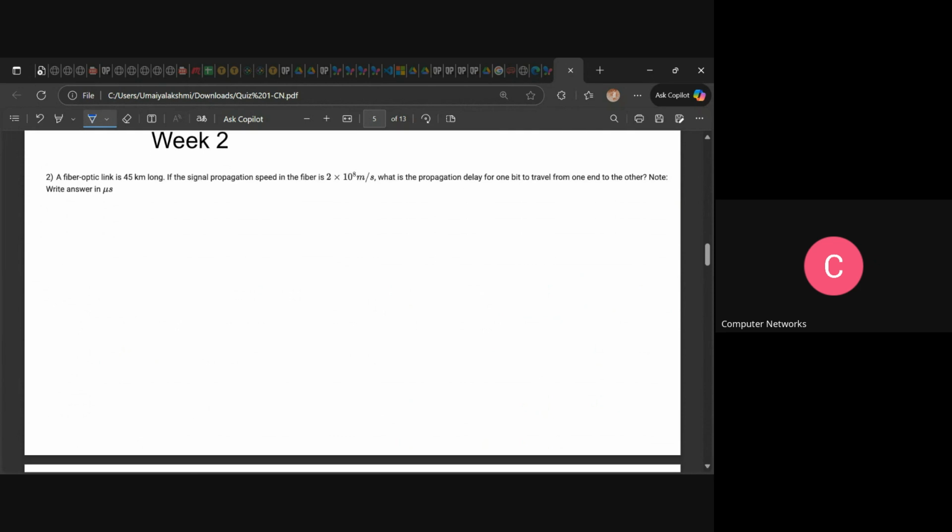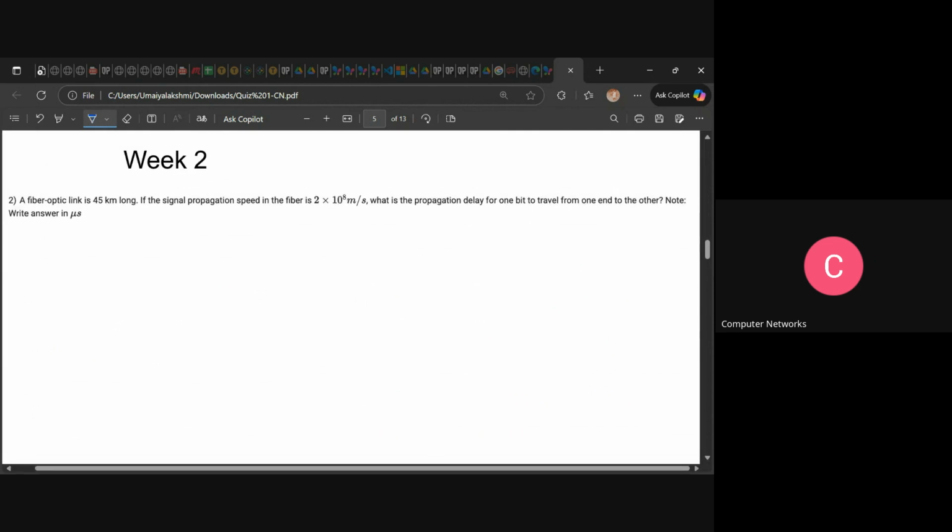All right, here comes the next question, people. A fiber optic link is 45 kilometers long, and the signal propagation speed in the fiber is 2 into 10 to the power of 8. What is the propagation delay? Previously we discussed what propagation delay is. We have to take it as distance by speed.